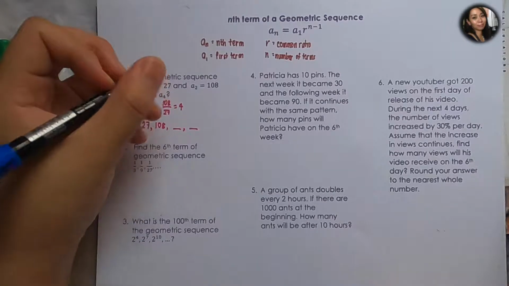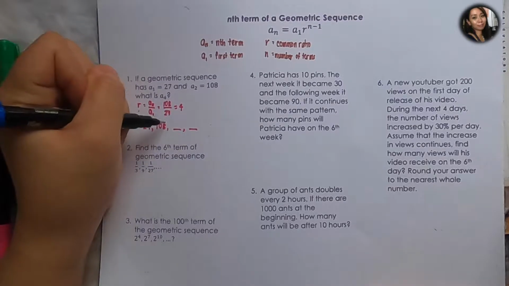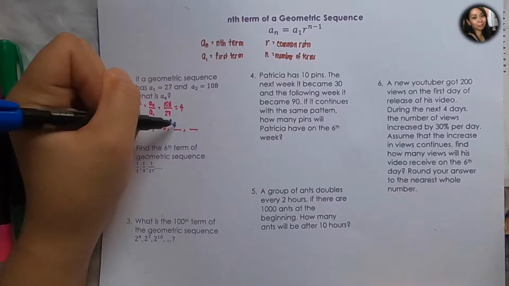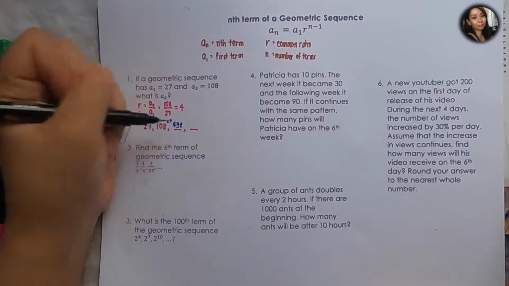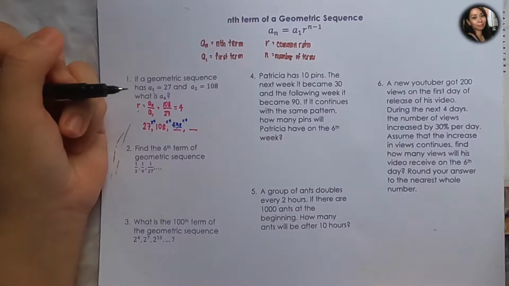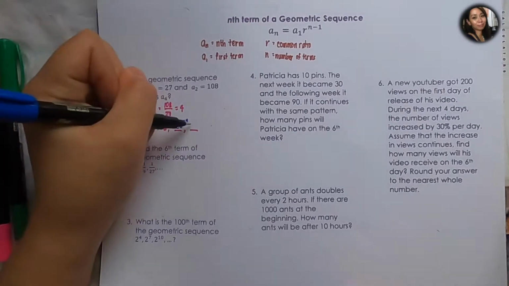Instead, we will just use our common ratio times 4. So 27 times 4 is 108. 108 times 4 is 432. And 432 times 4 is equal to 1,728. Kung hindi kaya to ng mano-mano, pwede po tayong gumamit ng calculator.